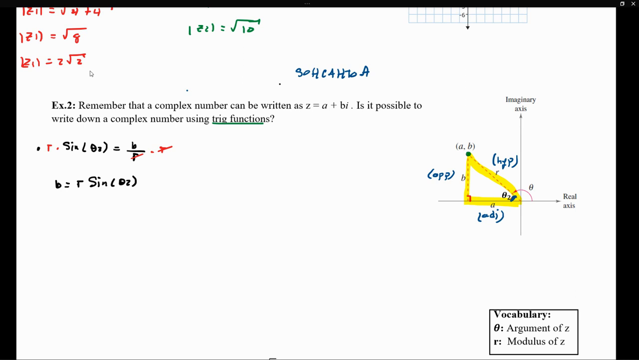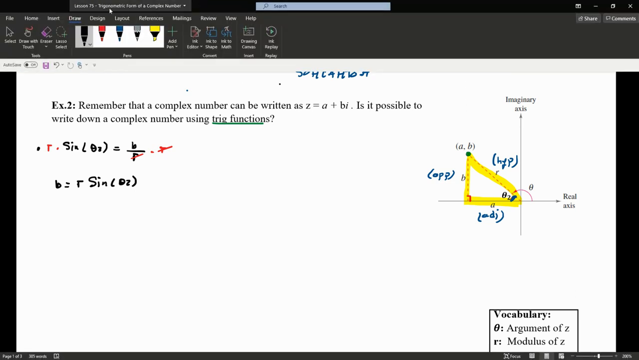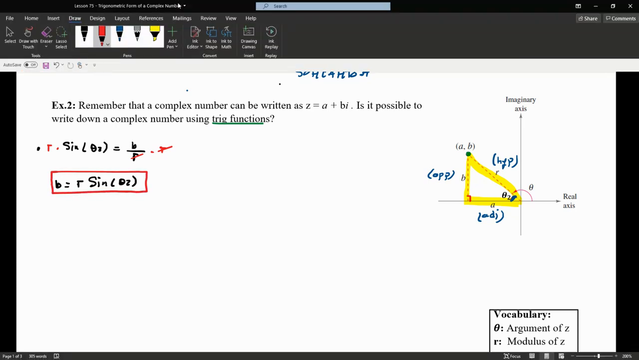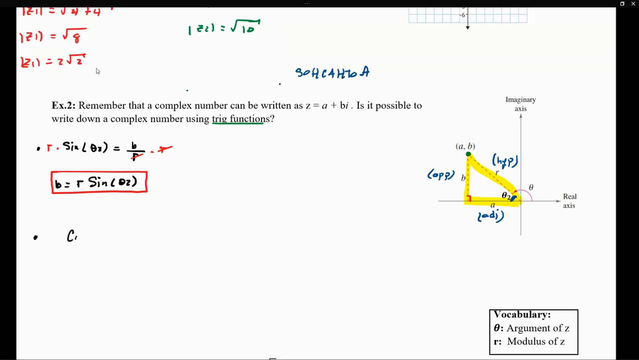And I want to be clear that we're using this little reference angle and we're not using theta. So we're using theta 2 because this is the angle that we use to define this triangle. We're not using this angle to define this triangle. We're using theta 2. So therefore, we must take the sine of theta 2. So now we know that the b component can be seen as just r times the sine of theta 2.